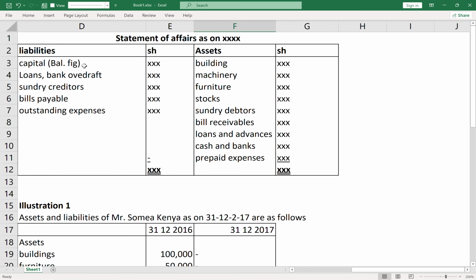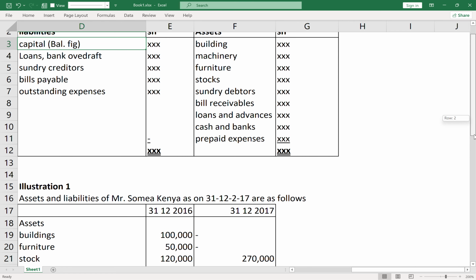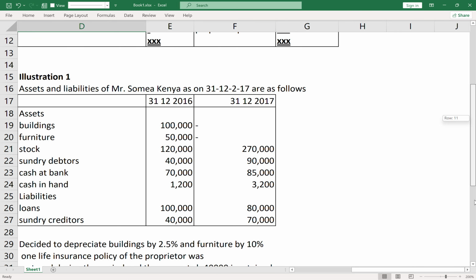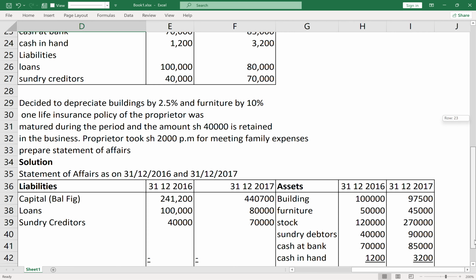So this one is the capital, the balancing figure. So as you can see, that is the statement of affairs. So I think you can take a screenshot, especially of the solution.